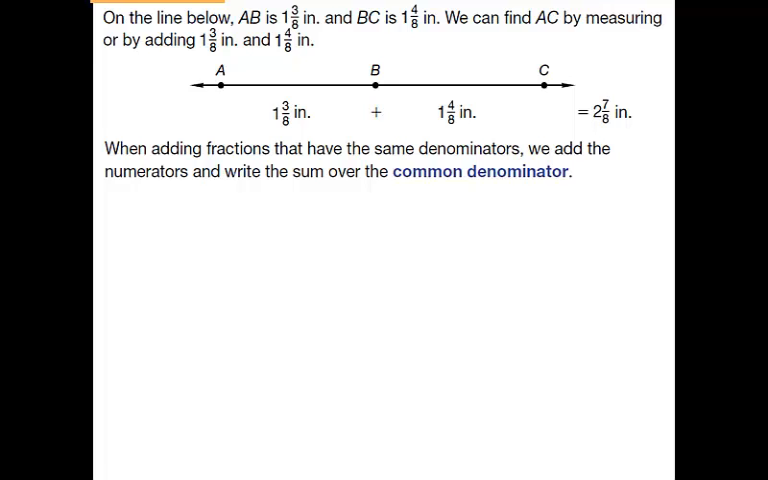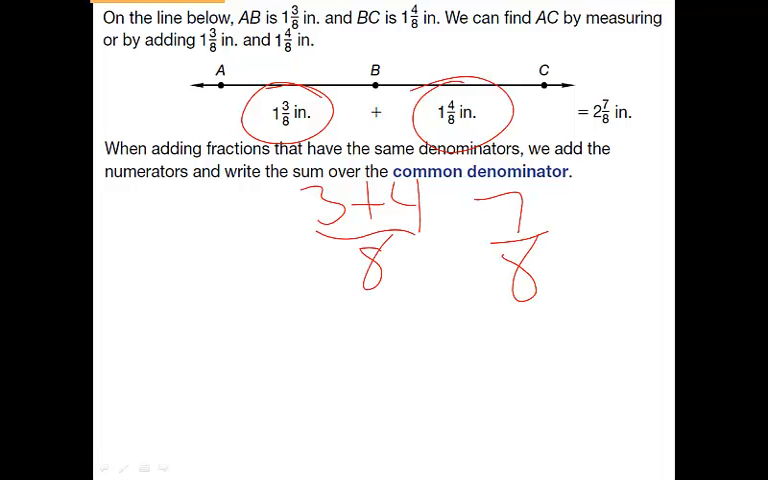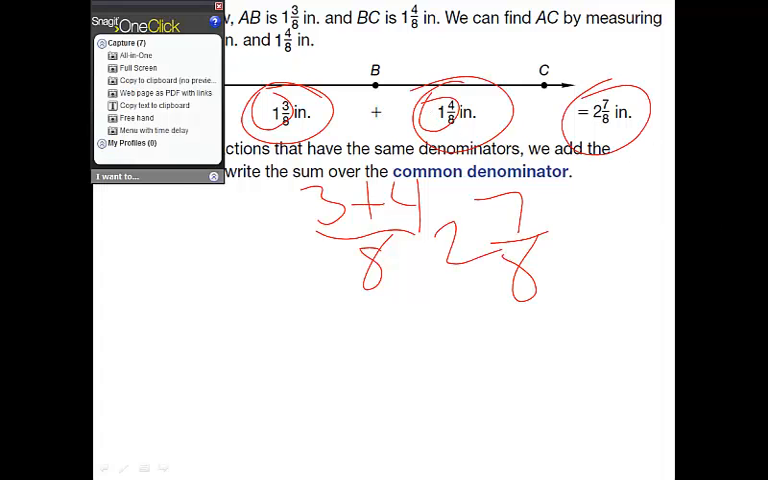On the line below, AB is 1/3 inch and BC is 1/4 inch. We can find AC by measuring or by adding the 1 3/8 and the 1 4/8. Well, how do we do that? How do we add these two fractions? When adding fractions that have the same denominators, we add the numerators. So in this case here, the 3 and the 4. And then we write that over the common denominator, which in this case happens to be 8. So we end up with 7/8. And then we add the 1 and the 1 together, and that gives us the 2 7/8 inches.